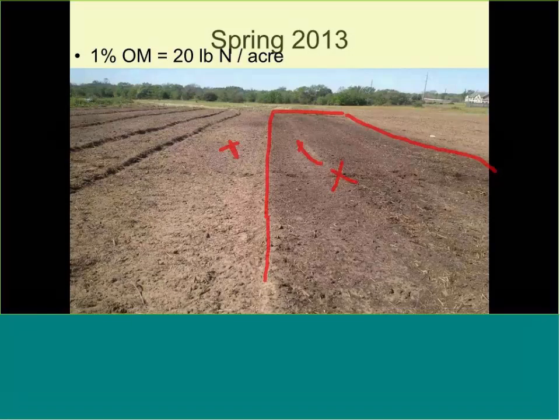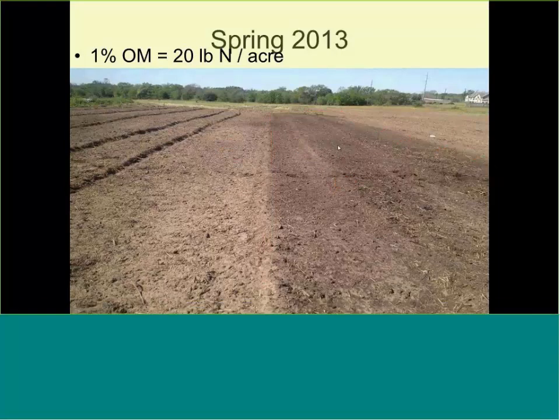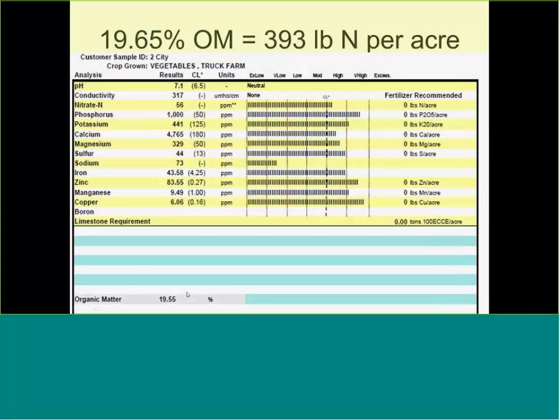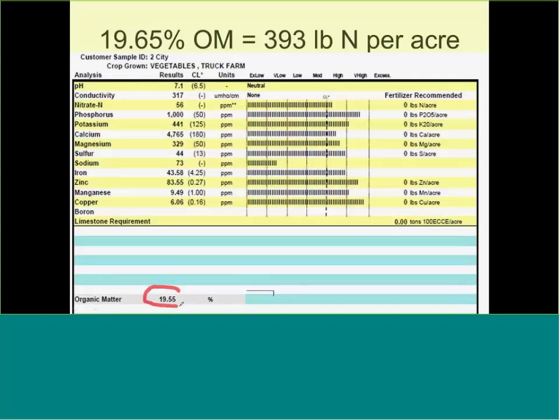And remember that 1% organic matter in the soil is equivalent to 20 pounds of N per acre. And when I got the soil test results back, here it is. I had 19.55% organic matter. So I have in that soil the equivalent of about 400 pounds of N per acre.